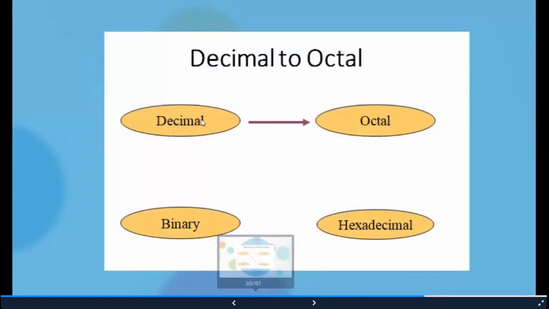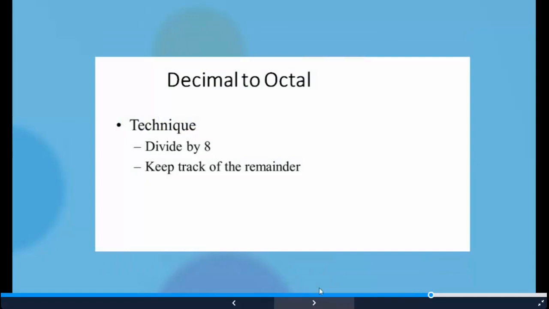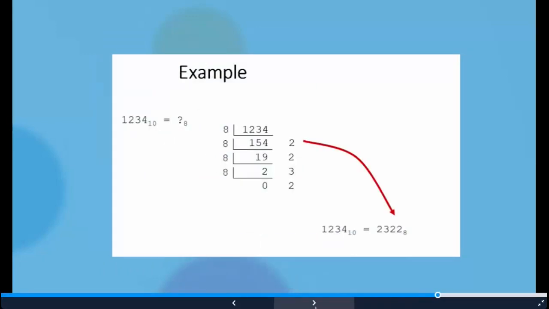Okay, so next is decimal to octal. Earlier we had octal to decimal. If it's just like what we did earlier from decimal to binary, we divide it by its base, which is 2. Now since it's octal, we divide it by 8. So take 1234, decimal to octal, and divide by 8, and put the remainder. The answer is 154, and then remainder 2.